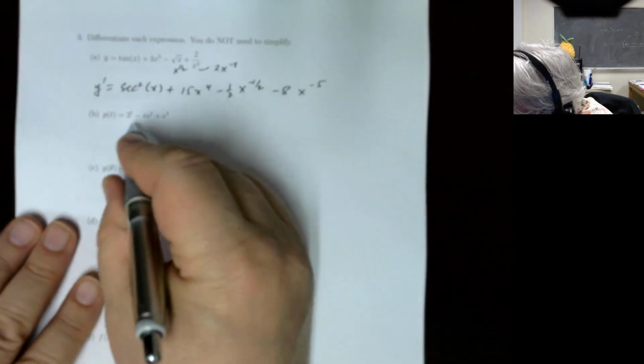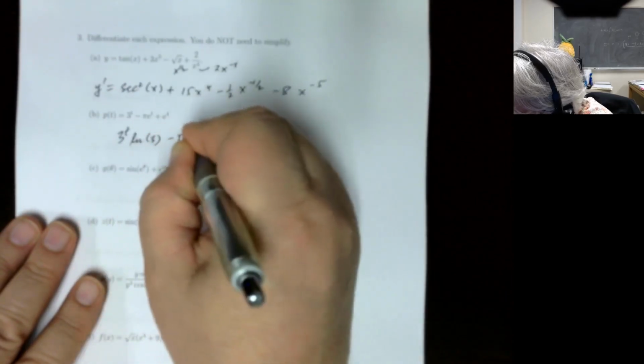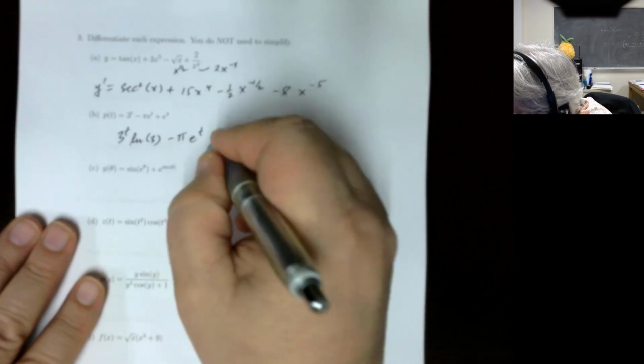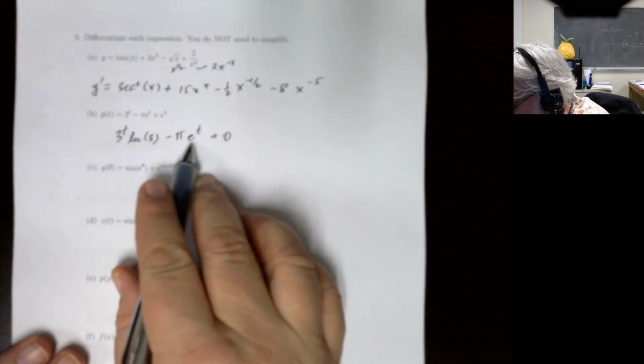Good. 3 to the t natural log of 3. Minus pi e to the t is minus pi e to the t. Plus e to the 4 is just, oh, that's e to the 4 plus 0. e to the 4 is a constant, right? And here pi was a constant, that's why we did not use a product rule there.